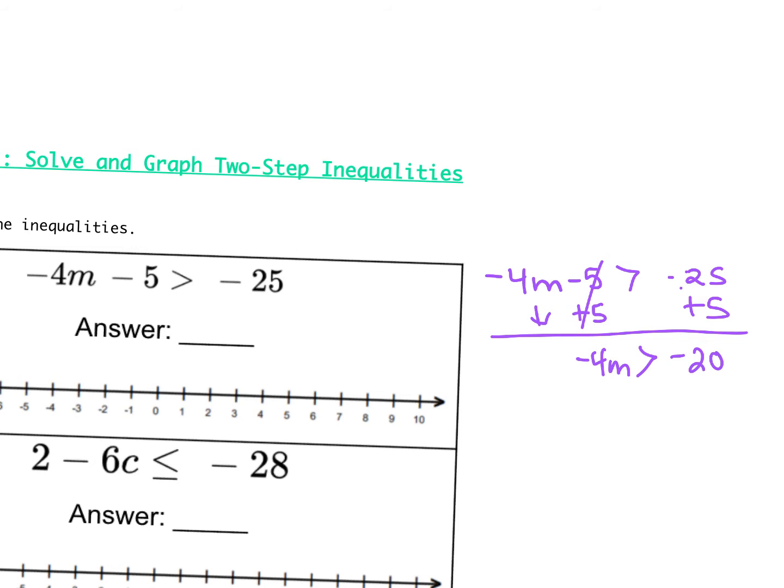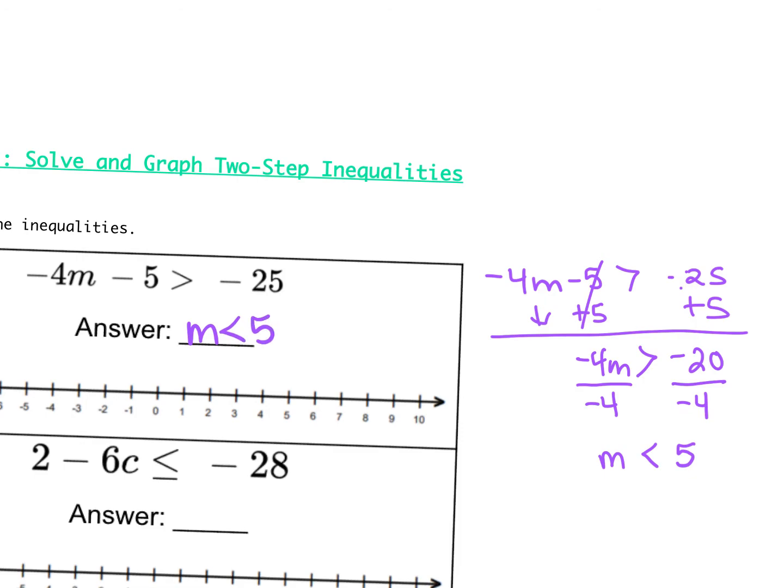And now we're going to divide. We're dividing by a negative 4. So we're going to divide by a negative 4 over here, and we're left with m. And we divided by a negative, so my sign flips to a less than, and a negative 20 divided by a negative 4 is a positive 5. So m is less than 5 is your answer, and you can go write that over here, m less than 5.